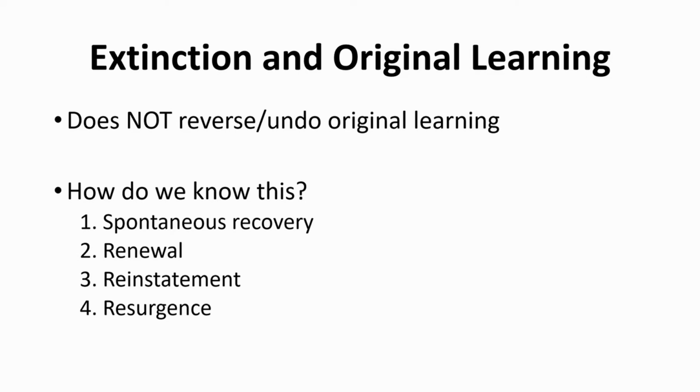And I mentioned at the very beginning that we have 4 key situations that show us that extinction is novel learning, that it's new learning in addition to what was learned previously. So we're going to look at all 4 of these one at a time to show lots of evidence that extinction is different and is sort of new learning as opposed to just undoing what we learned previously. So let's start off with spontaneous recovery.